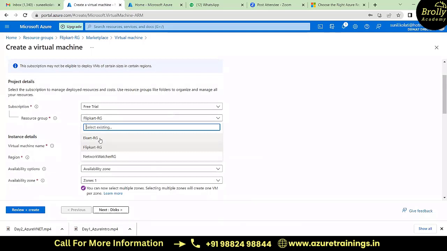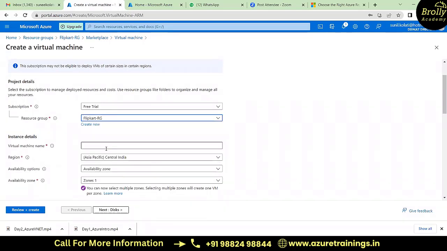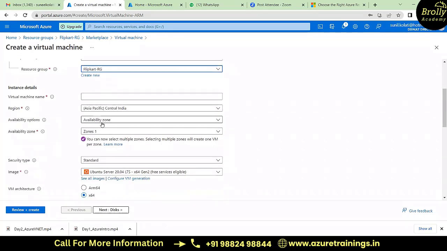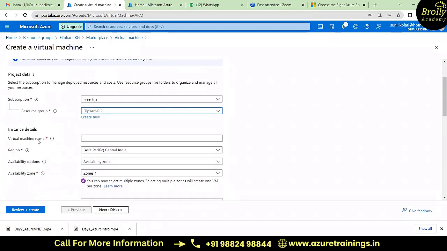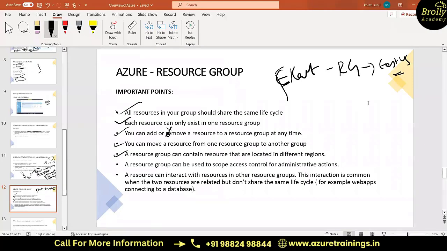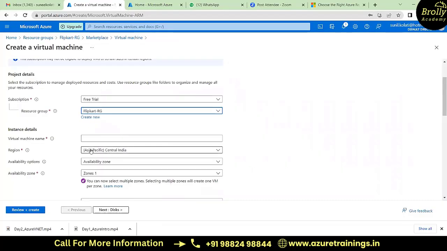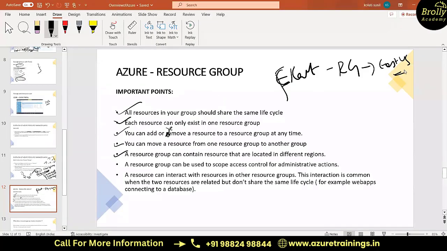I can place this virtual machine in either the eCart resource group or the Flipkart resource group. Now I'm selecting Flipkart. Here we have the choice to place the virtual machine in our preferred location. Maybe Flipkart is in East US, but I can create this virtual machine in Central India and place it in the resource group located in East US. You understand the point, right?